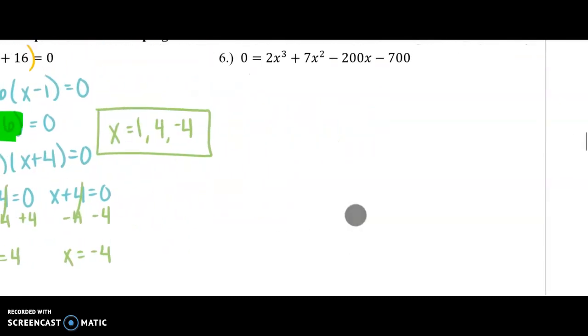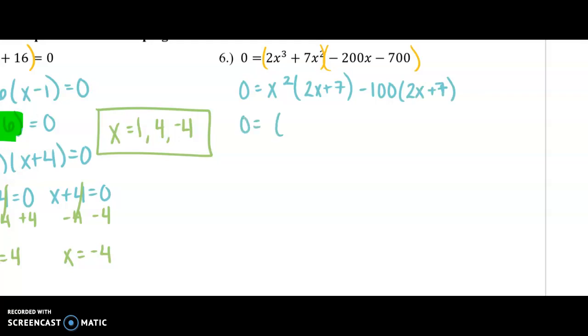Number 6, everything thankfully is already set equal to 0, so that's one less step that I have to worry about. So then I can just go right ahead and group. So in this first part, what can I take out? I can take out an x squared, and I'd be left with 2x plus 7. In the second one, I can take out a -100, and I would be left with 2x plus 7. So then I would factor out my 2x plus 7, and I'd be left with x squared minus 100.